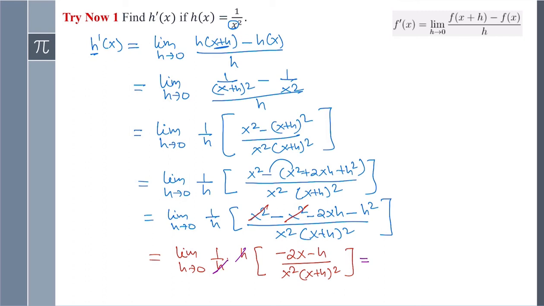So when I plug in h equals 0, we get negative 2x in the numerator, divided by, since h is 0, x to the 4th. That means this is going to be negative 2 over x cubed. So the derivative of 1 over x squared is negative 2 over x cubed. So h prime of x for this one is negative 2 over x cubed.